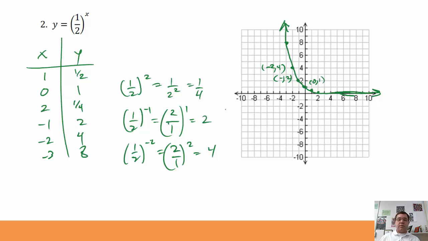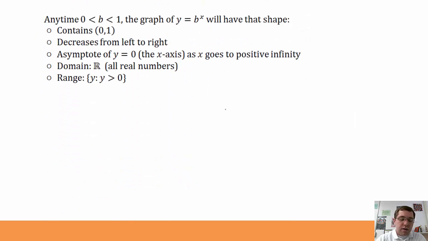So notice the only difference between y equals 2 to the x and y equals 1/2 to the x is that I have essentially flipped the y equals 2 to the x graph over the y-axis. So this one contains (0, 1). It decreases from left to right. It has an asymptote of y equals 0, the x-axis, as x goes to positive infinity instead of negative infinity. The domain is still all real numbers. The range is still only positive numbers, the set of y such that y is greater than 0. That will be true any time that the base is between 0 and 1.